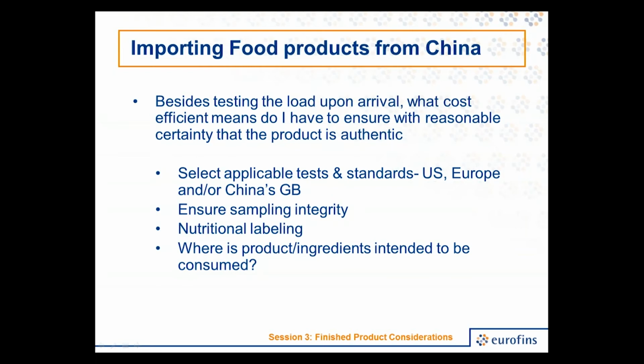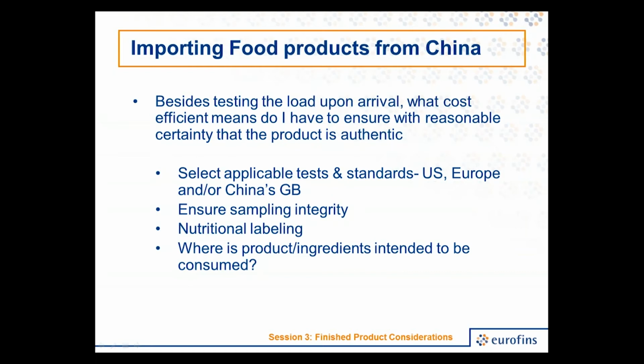An example might be chew bones that claim to contain 10% meat content. This test needs to go on with regularity to ensure that each batch of chew bones meets the authenticity and claims that you're making. Ensure sampling integrity at the plant, at the port, or upon arrival in the U.S. We recommend third-party sampling when possible.